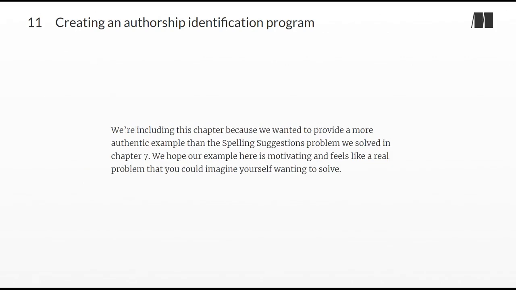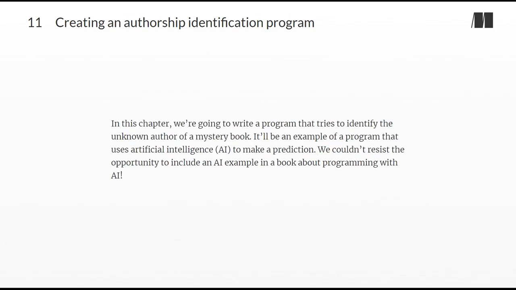We're including this chapter because we wanted to provide a more authentic example than the spelling suggestions problem we solved in Chapter 7. We hope our example here is motivating and feels like a real problem that you could imagine yourself wanting to solve. In this chapter, we're going to write a program that tries to identify the unknown author of a mystery book. It'll be an example of a program that uses artificial intelligence, AI, to make a prediction. We couldn't resist the opportunity to include an AI example in a book about programming with AI.